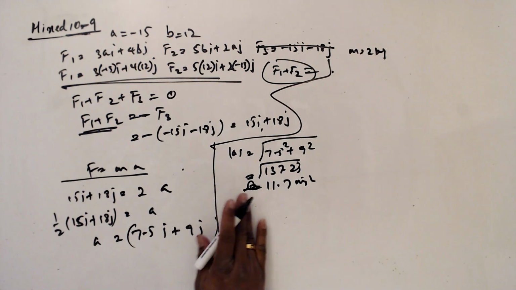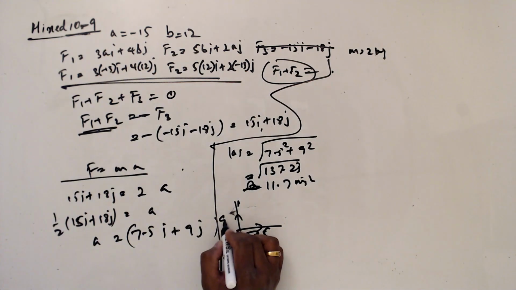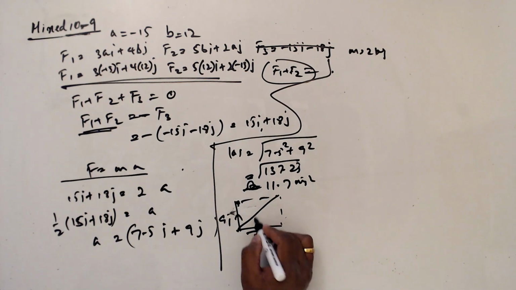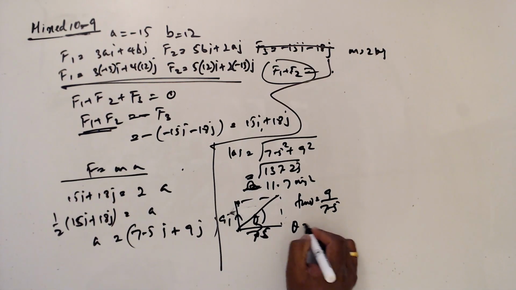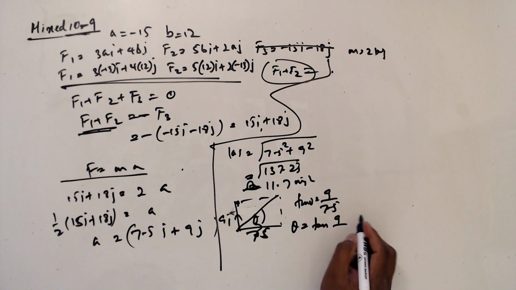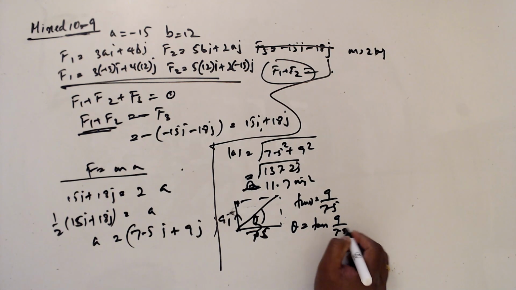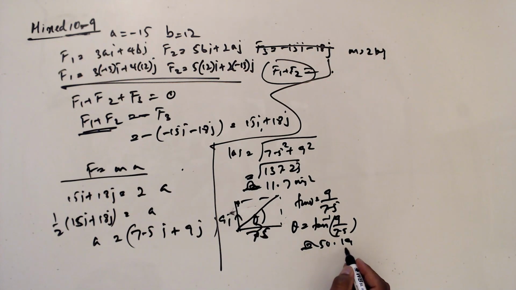So this is 7.5j and this is 9j. So if this is theta, tan theta equals 9 over 7.5, theta equals tan inverse of 9 over 7.5, which is 50.19 degrees approximately from positive i.